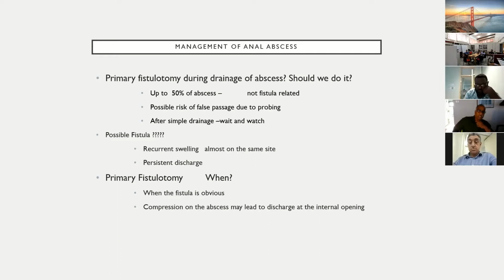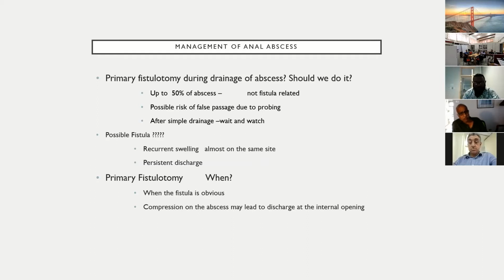So management of abscess, when would I do a primary fistulotomy? Should we ever do it? The reason why you shouldn't do it is because 50% of abscesses don't relate to a fistula. Therefore, there's no need to do it. But if you explore looking for a fistula, then there is a possibility of a false passage due to probing. So if you do a simple drainage, wait and watch. If they develop a fistula, then they will keep coming back saying they have recurrent swelling almost on the same side, and they complain of persistent discharge.